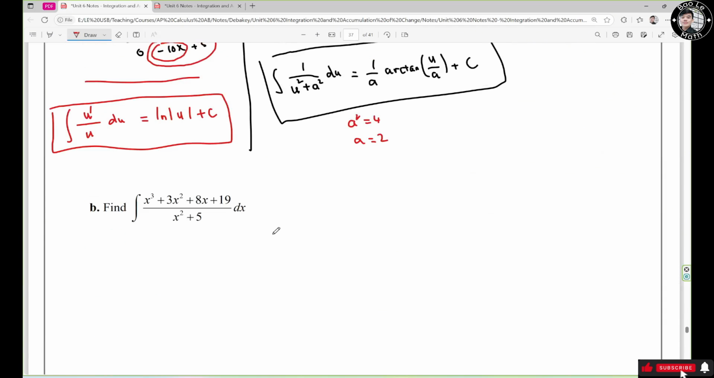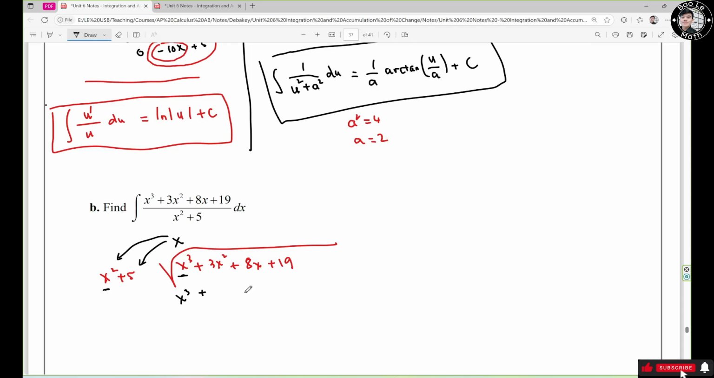Alright, let's move on to question B. I'm going to do exactly the same thing. I need to perform long division. So I have x cubed plus 3x squared plus 8x plus 19 divided by x squared plus 5. Now I take the leading term and divide by the leading term of the divisor, which gives me x. Now I need to multiply back. So I have x cubed plus 5x, so 5x should be right here. Now I have 19 right here.